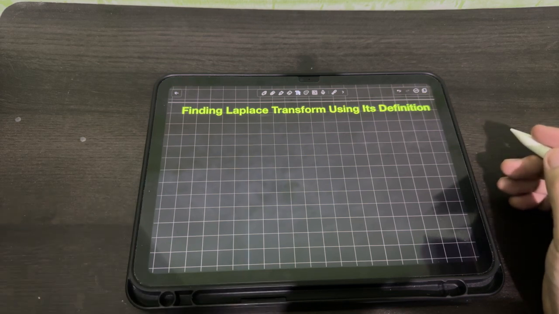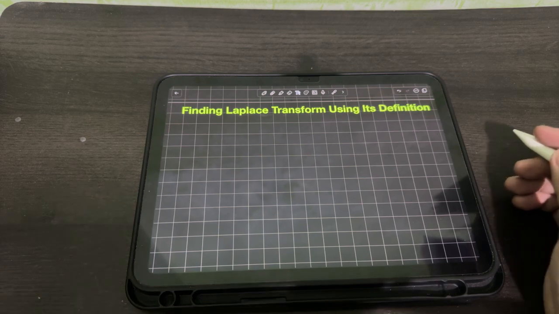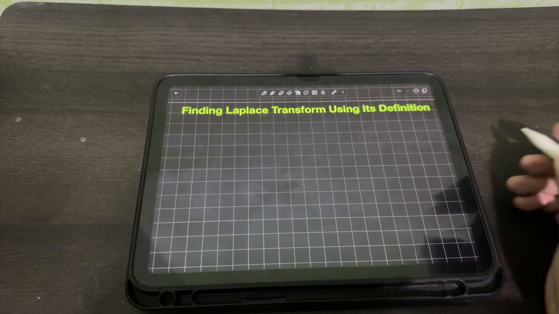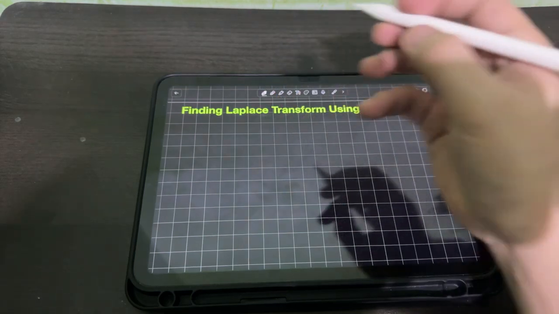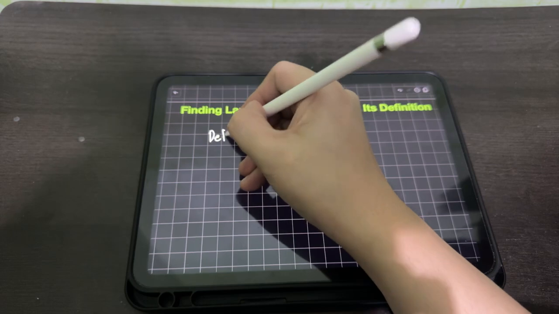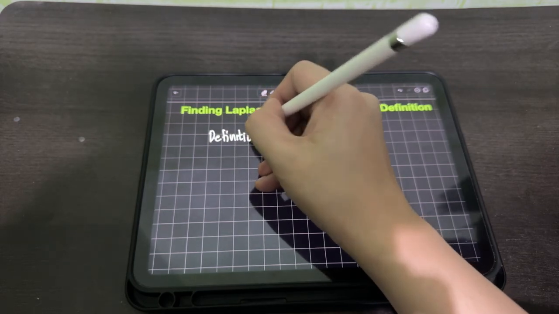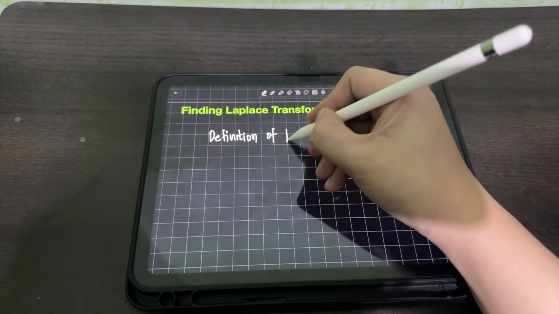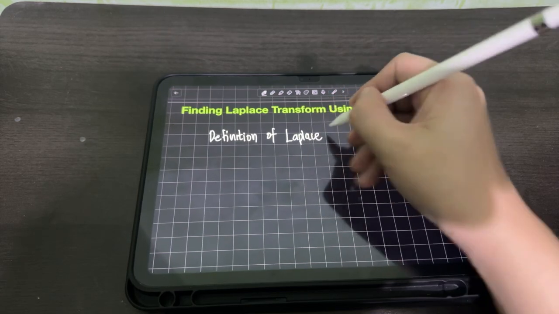So we will derive several standard formulas for Laplace transform here, and later on those derived formulas will be used to easily find the Laplace transform of any function of t. So, what's the definition of Laplace transform? Or what is the formula in finding Laplace transform? So, the definition of Laplace transform.